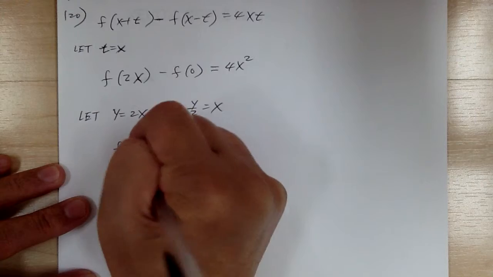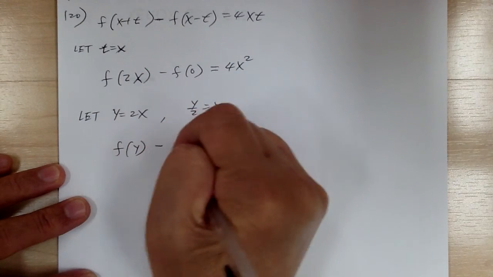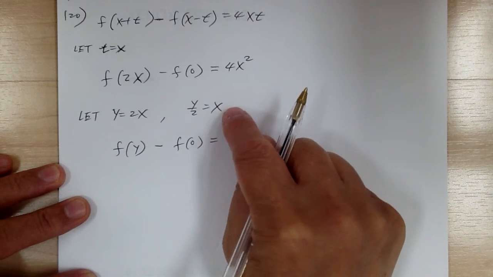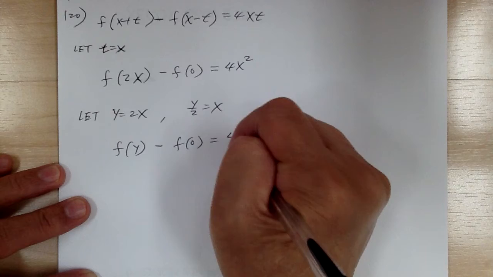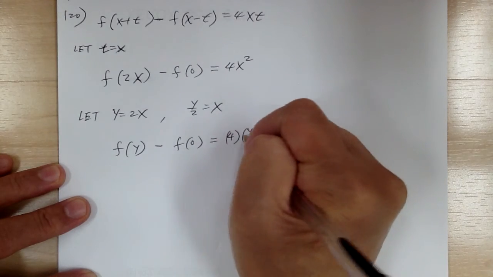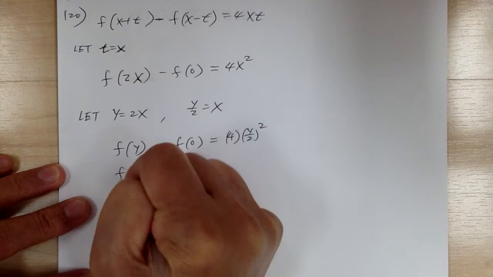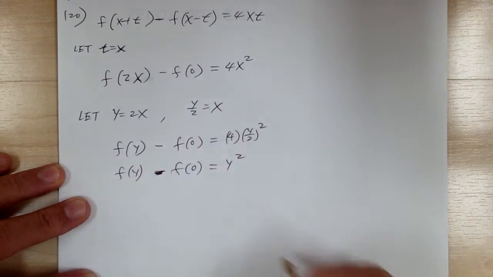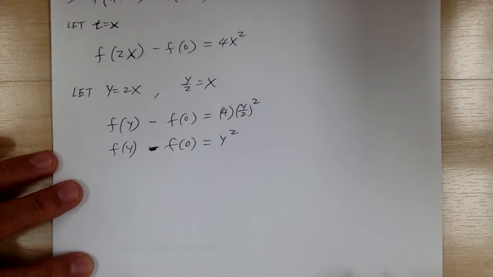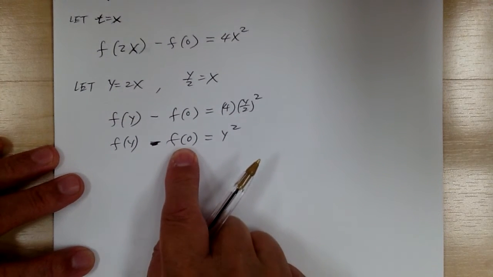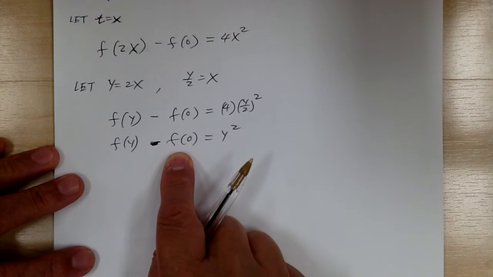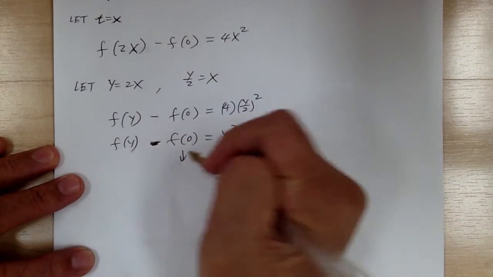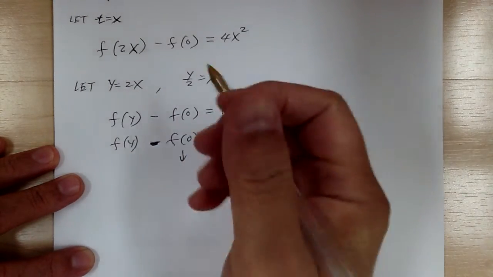So we got f of y, right? This is y, minus f of 0 equal to, so x, you're going to get 4 times x squared, so it'd be y over 2 squared. So f of y minus f of 0 equal to y squared. Okay. Now f of 0 is a constant, right? Because f of 0 is when you set the variable equal to 0, so all you're going to have is a number, so this is a constant, okay? So we're going to just call that constant A.